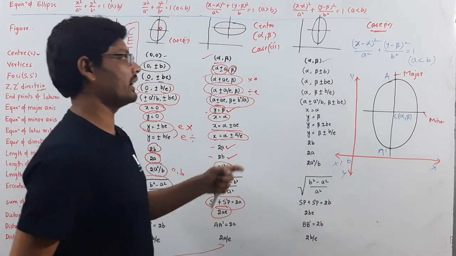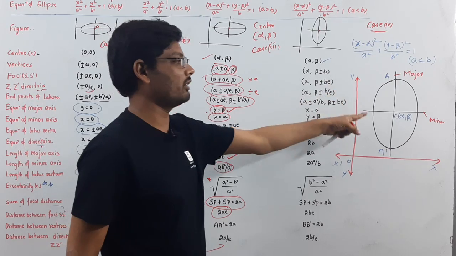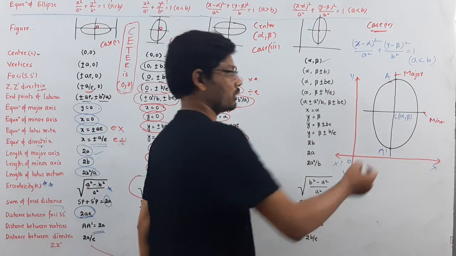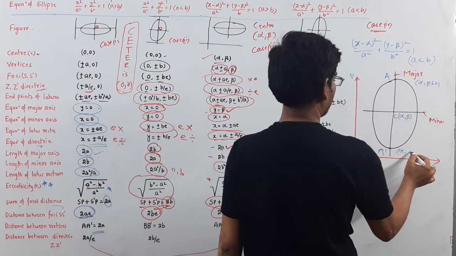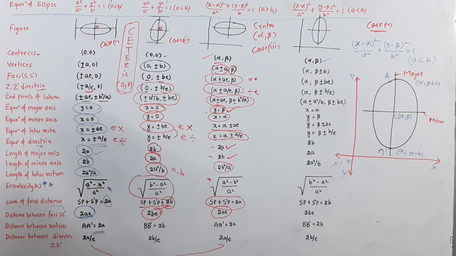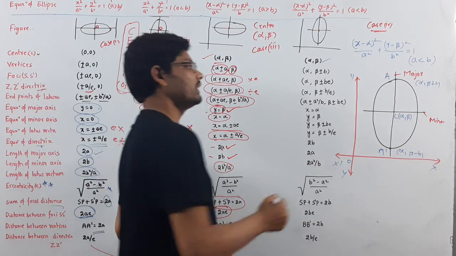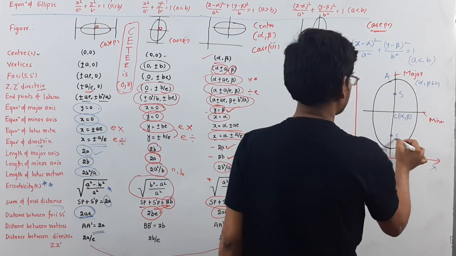So the points will be (alpha, beta plus b) and (alpha, beta minus b). These are the two points we have here. And the focus, what will be the focus here? This is one point and this is one point, S and S dash.